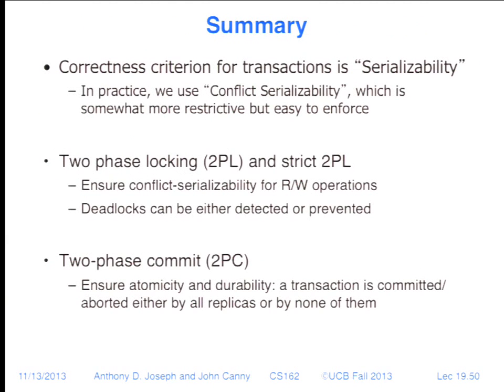To summarize, we revisited serializability and gave a high-level test, the dependency graph test, to check for serializability. We looked at two-phase locking and strict two-phase locking and argued that two-phase locking guarantees conflict serializability, and does it in a simple way based on the lock point. Then we talked about ways of detecting and preventing deadlocks. And finally, we talked about how to keep distributed databases consistent using a two-phase commit and persistent storage for the state machines. All right, thanks.